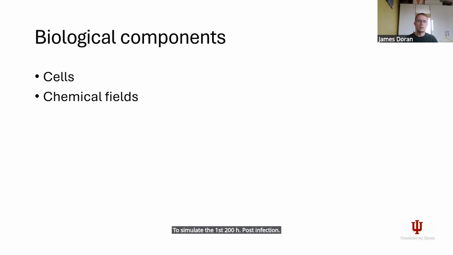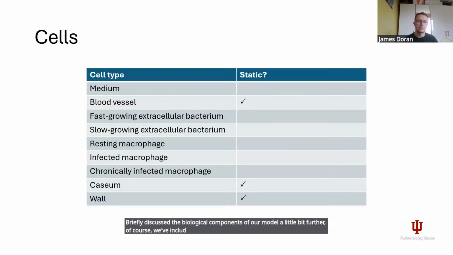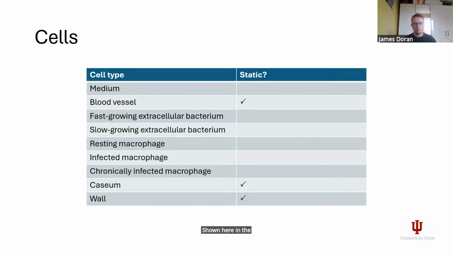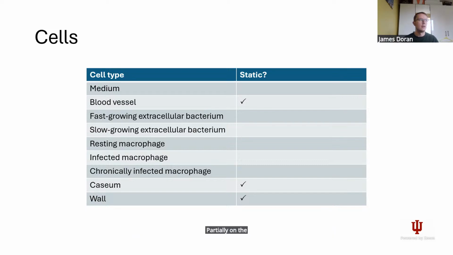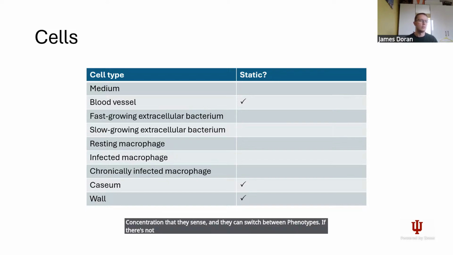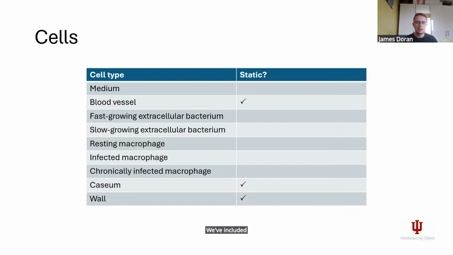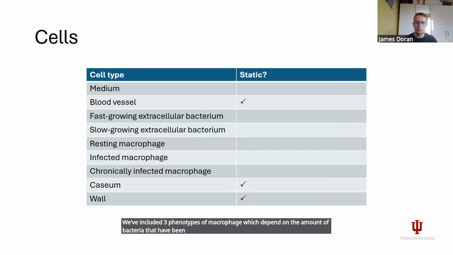I'll briefly discuss the biological components of our model a little bit further, of course. We've included a range of different cells shown here in the table. We've included 2 phenotypes of extracellular bacteria. Their main difference is the rate at which they replicate, which will depend partially on the local oxygen concentration that they sense. And they can switch between phenotypes if there's not enough or too much oxygen to stay in their current phenotype. We've included 3 phenotypes of macrophage, which depend on the amount of bacteria that have been phagocytosed at the point in time.